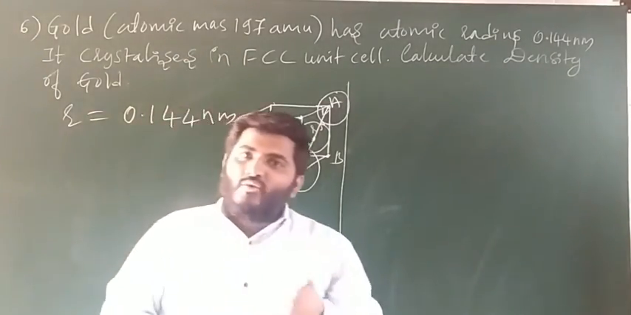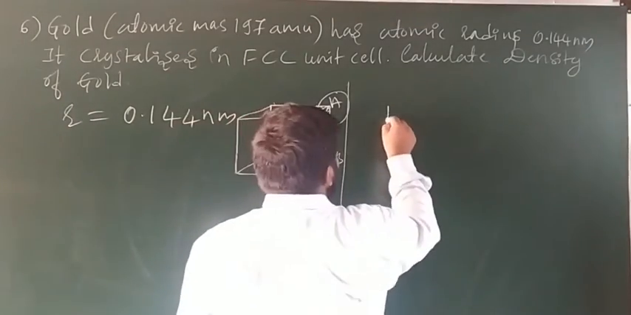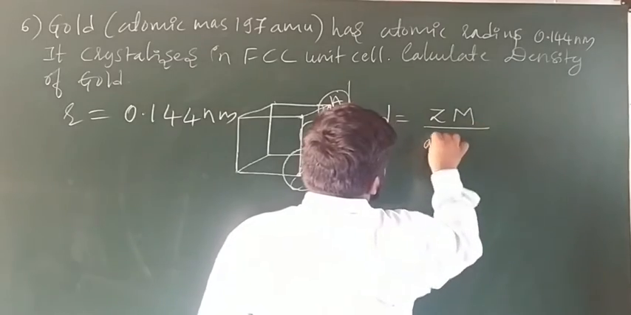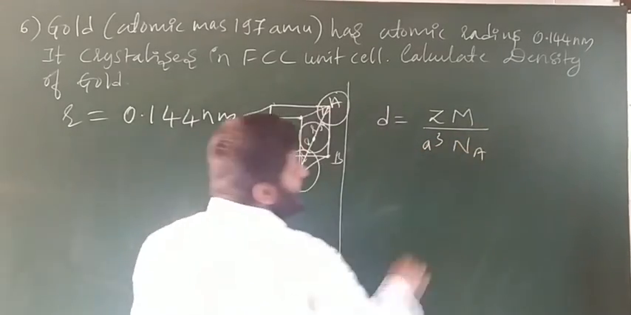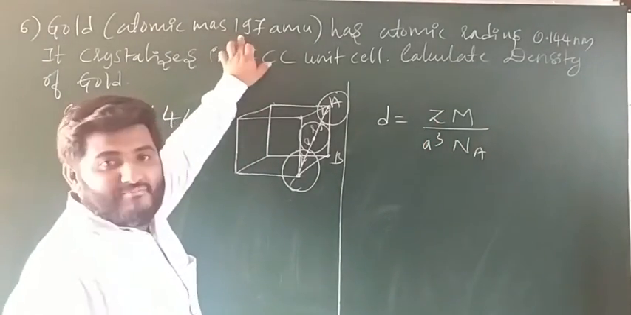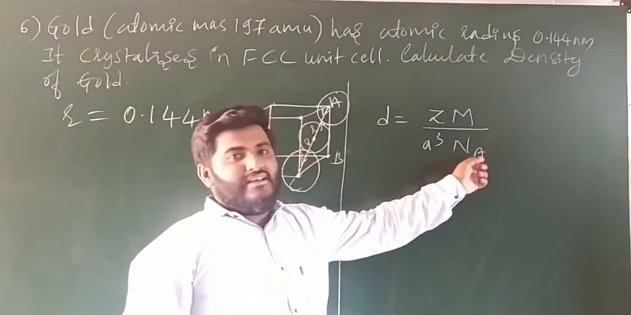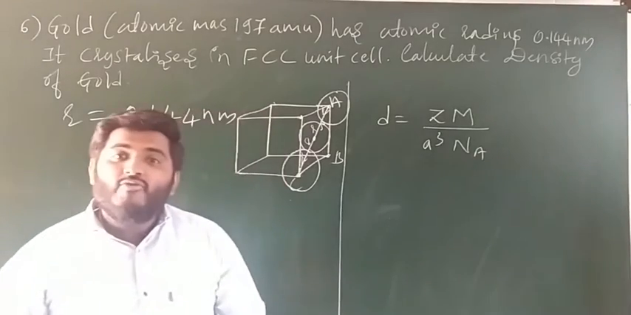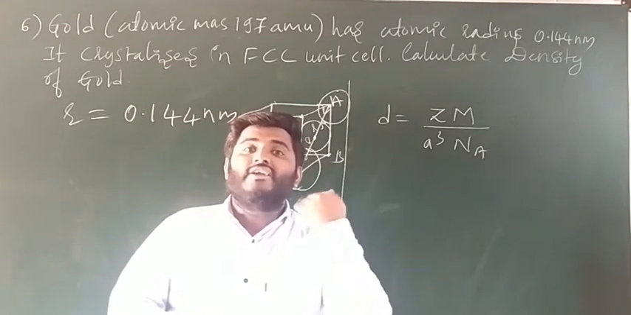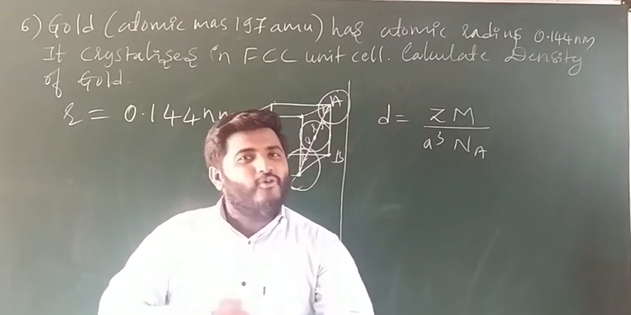You know what is the density formula, guys? D is equal to Z M divided by A cube Na. Yes, we have Z. We have molar mass M. We have Na. But what about A cube? A cube means the volume of the unit cell. Or else you can calculate the edge length of the unit cell. That we have to calculate.